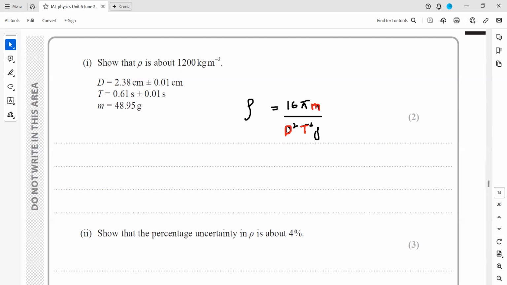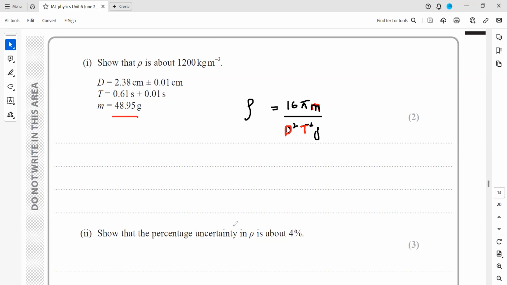Or the second way is you work out the maximum value of the density and then the minimum value of the density, then maximum minus minimum divided by 2. You will get the uncertainty, and the percentage uncertainty will be uncertainty divided by value recorded times 100. I prefer the first method, in which I will individually work out each one. There's no uncertainty in the mass, so mass is also removed from this part.